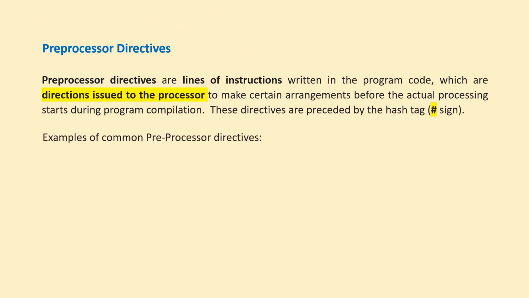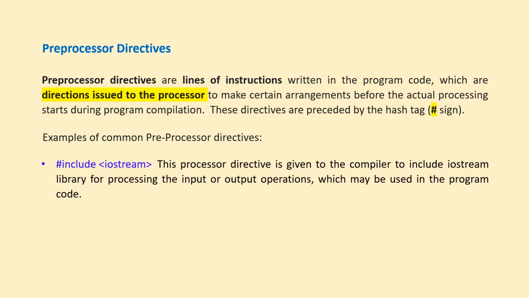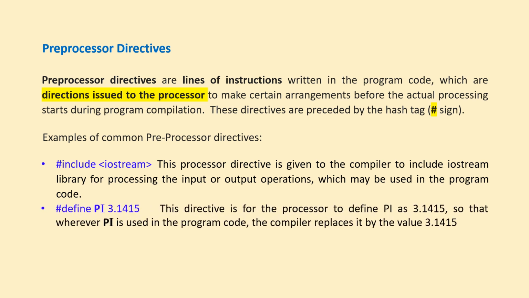Here are two examples of common preprocessor directives. Number 1, #include iostream. This preprocessor directive is given to the compiler to include the iostream library for processing the input or output operations, which may be used in the program code. We next have the preprocessor directive, #define PI 3.1415. This directive is for the processor to define PI as 3.1415, so that, wherever PI is used in the program code, the compiler replaces it by the value 3.1415.